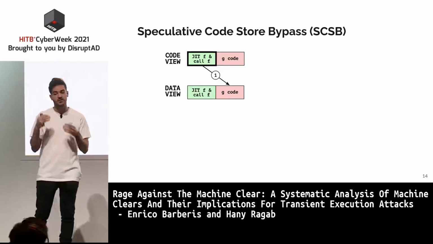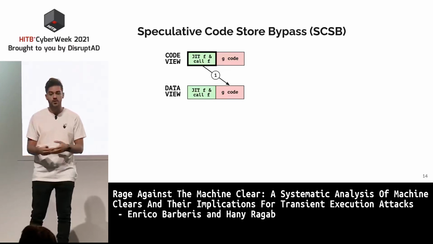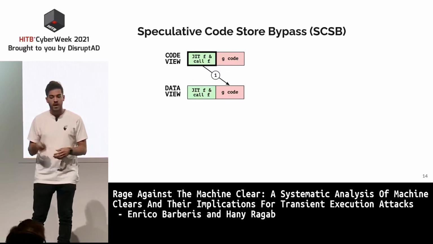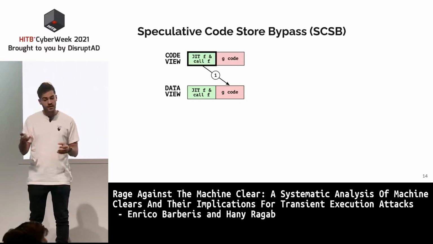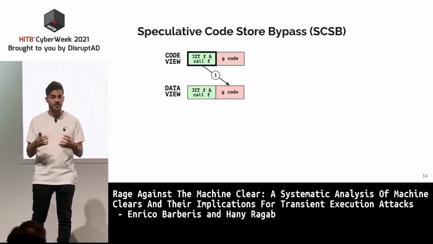In this case, to store code under attacker control, we JIT a function f. And we JIT it at the same address where the code of function g is already residing in memory. In this case, we do it through data, because this is how self-modifying code works. It tries to store code as data.